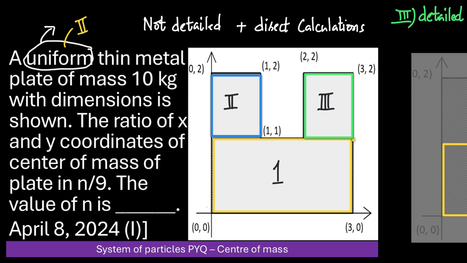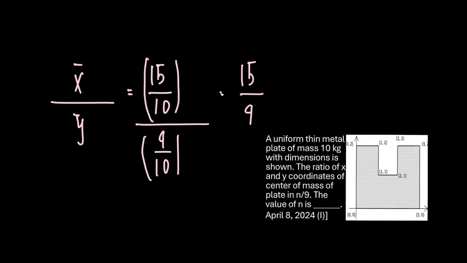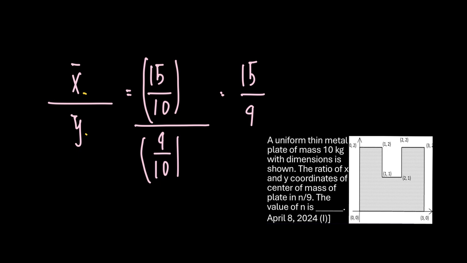So m1 into y1, 6 into 1 by 2, m2 into y2, 2 into 3 by 2, m3 into y3, which is 2 into 3 by 2 again. So we have 3 plus 3 plus 3 into 2 is 6, 6 plus 6 is 18, 18 by 2 is 9, so y bar is equal to 9 by 10. Therefore, the coordinates x bar and y bar are 15 by 10 and 9 by 10 respectively.